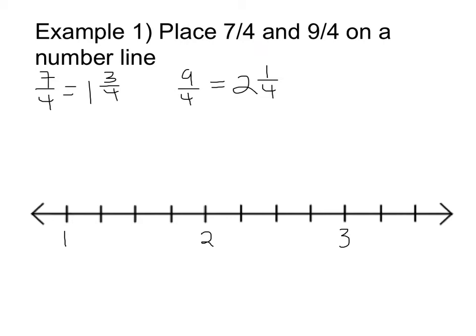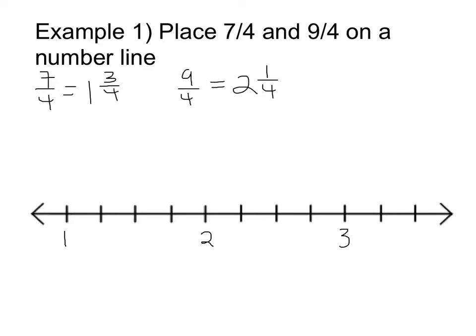So I know my 1 and 3/4 goes between 1 and 2. I have broken my number line, as you'll see, into fourths because my denominator is 4. So here we have 1 and 1/4, 1 and 2/4, 1 and 3/4, 1 and 4/4, which is the same as 2. 2 and 1/4, 2 and 2/4, 2 and 3/4, 2 and 4/4, which is the same as 3.